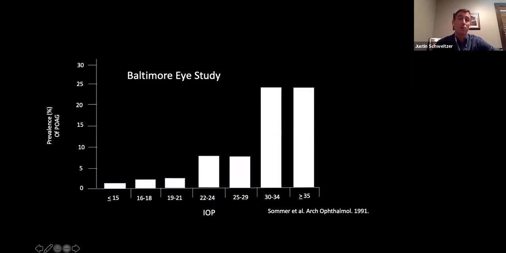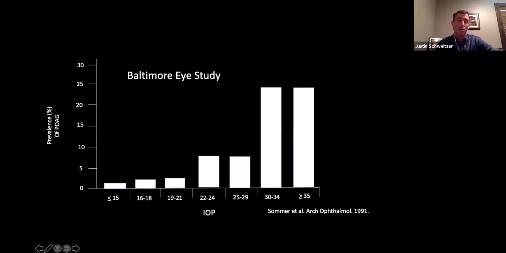All right, IOP. Obviously intraocular pressure is the one modifiable risk factor we have when we manage our glaucoma patients. There's plenty of data out there that IOP matters. In the Baltimore Eye Study, as you can see, the higher the intraocular pressure, the higher the prevalence of open angle glaucoma. Interestingly, though, in this particular study of around 10,000 eyes, 20% of the patients or so had what we would consider normal tension or low tension glaucoma. So they had normal IOP, but still had glaucoma.